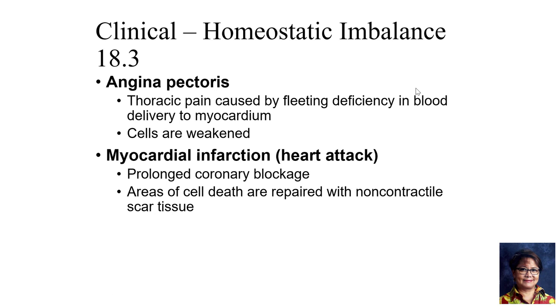So let's take a look at some homeostatic imbalance. Angina pectoris is a pain in the chest caused by some deficiency in blood that's delivered to the myocardium. Here the cells are weakened and therefore the effect is radiated as pain. Myocardial infarction is caused by a prolonged coronary blockade in areas of the coronary arteries, and this blockade would prevent the feeding of blood into the heart muscle and can lead to ischemia. Okay, your heart muscles are going to be devoid of nutrients and oxygen, and that could kill it. That's what you call ischemic, and it can cause a heart attack.